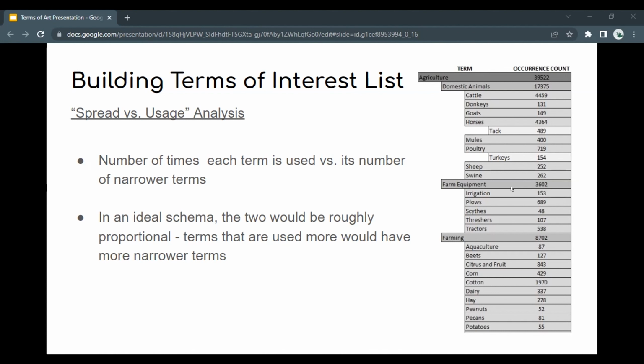The idea behind this approach is that in an ideal world with an ideal schema, those 2 numbers would be roughly equivalent, such that each term would receive a number of narrower terms proportional to the usage that it receives in the collections. So terms that get used more frequently would receive a larger number of narrower terms, which would in turn siphon that usage away from the broader term and ensure that the overall branch of the schema was balanced. And so cases where this was not the case would merit further investigation in my project.